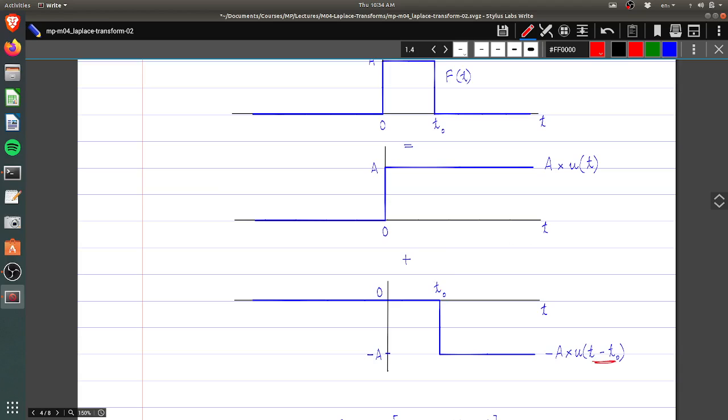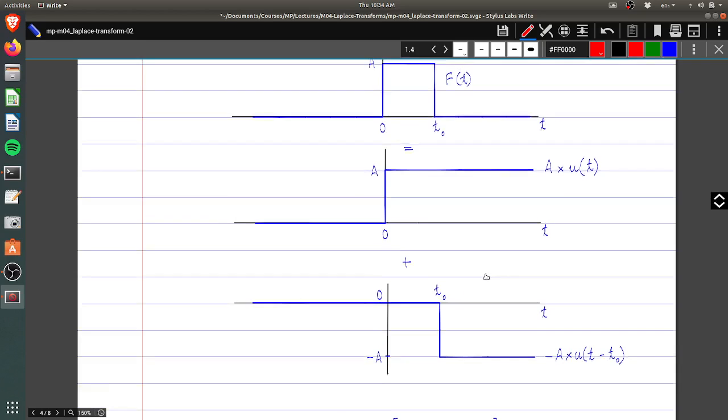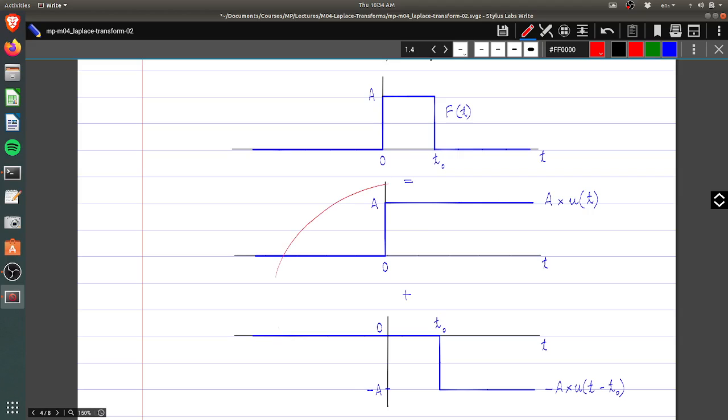So it is u of t minus t naught, and then I multiply with minus a. The moment I multiply with minus a, it is just going to flip with respect to the horizontal axis. Now if I add these two functions together, you can see for yourself, here we have a 0, here also we have a 0. So 0 plus 0 will give us 0 in this region.